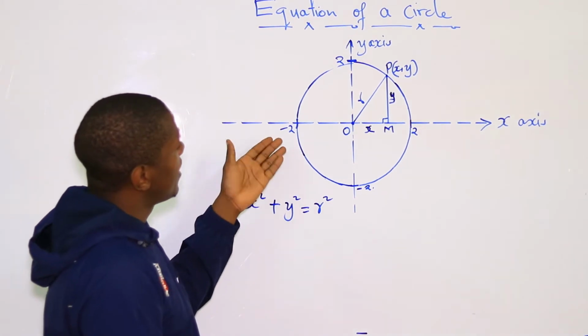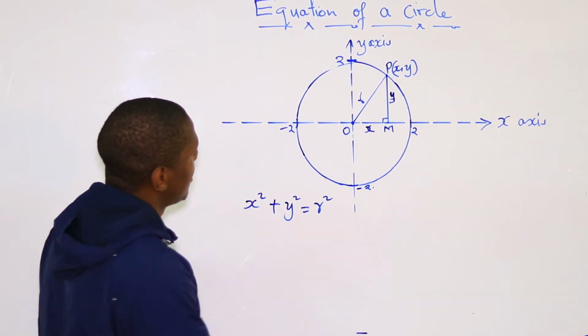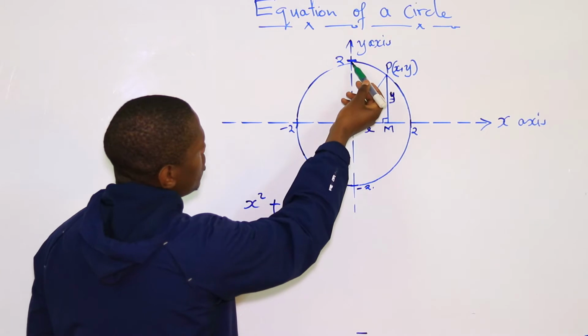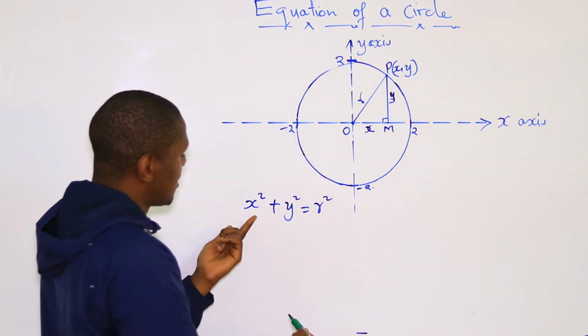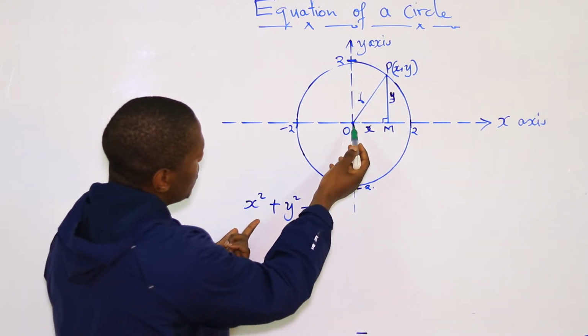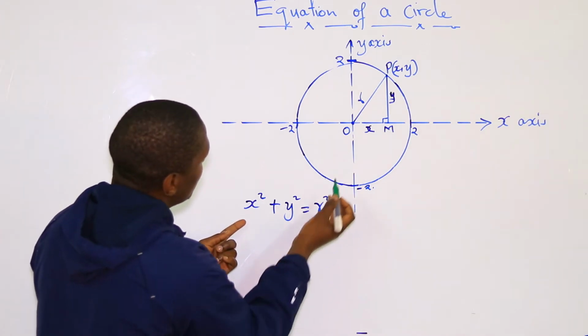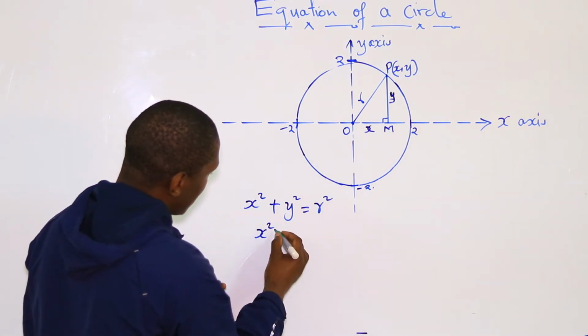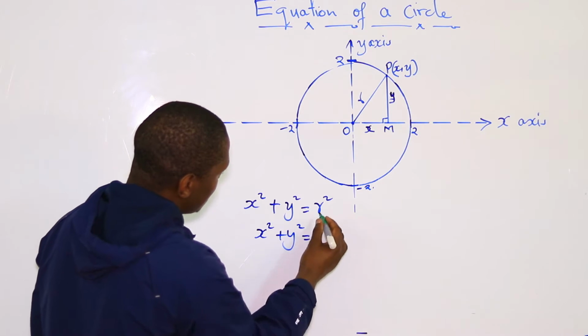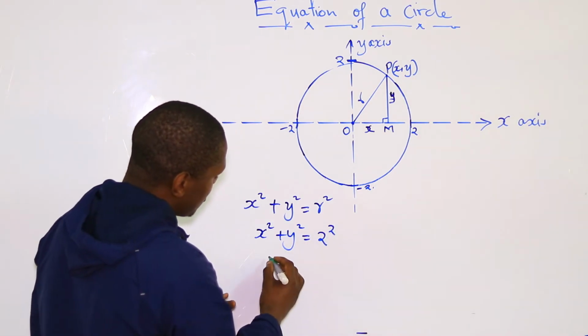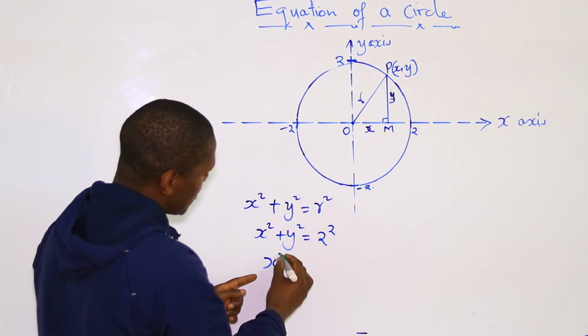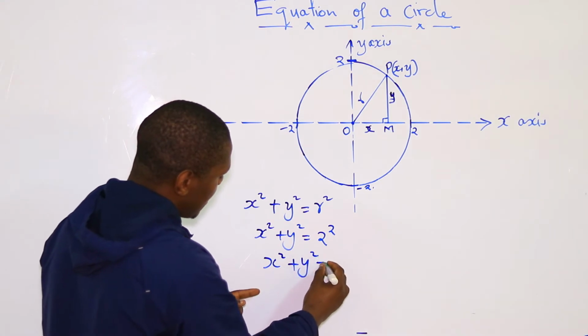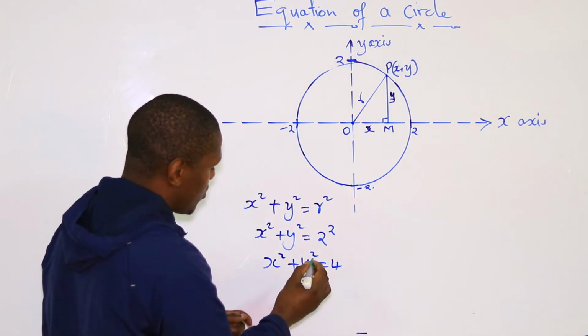Example, when you're considering this circle here, you can see that the radius is 2 units. So we have said this is the equation of this circle at the center O. The radius is 2 units, so we have x squared added to y squared is equal to 2 squared. So the equation of this circle will be x squared plus y squared is equal to 4.